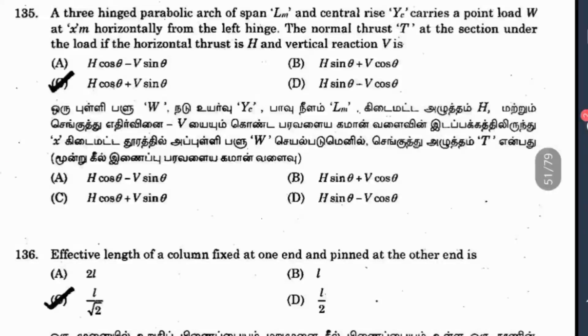136. The effective length of a column fixed at one end and pinned at the other end is what? So it is L by root 2. This also we have studied already. 2L is for the column with one free end, that is fixed at one end and free at the other, and L is for the column with both ends hinged or pinned, and L by 2 means both ends fixed.